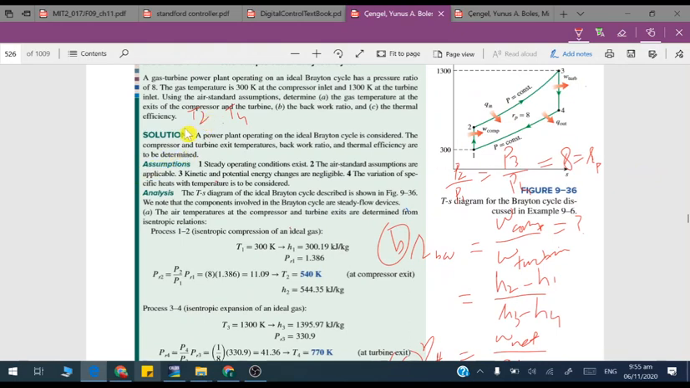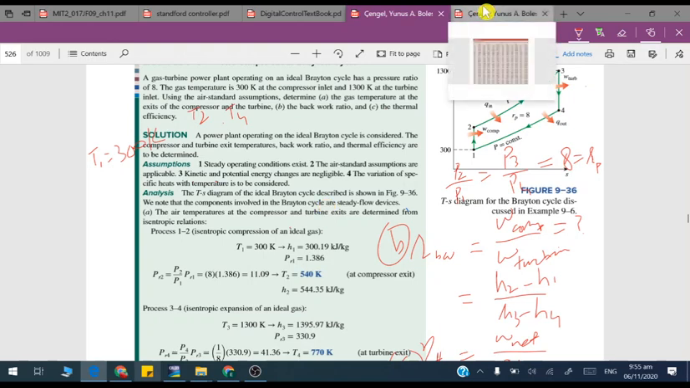Then the question arises, how can we determine T2? Here we know there is a pressure ratio. Pressure ratio means P2 over P1. Fine. We know T1, so we can start from here. T1 we know, and I am solving for T2. T1 is 300. So if we know this, what does the table tell us?